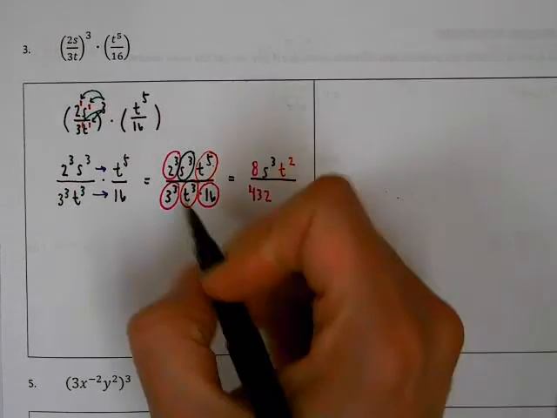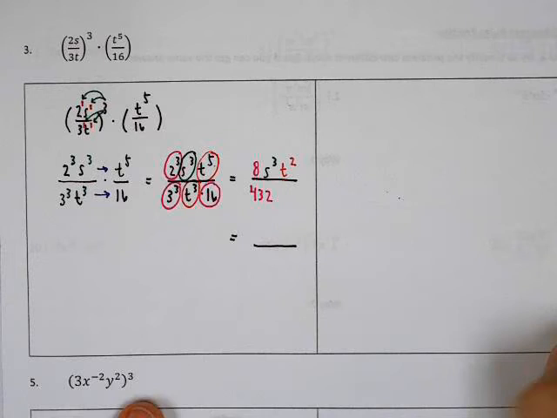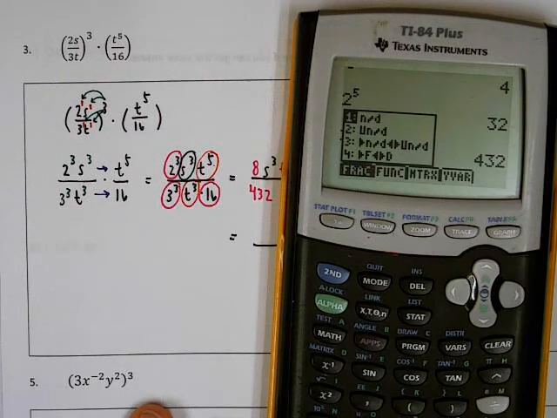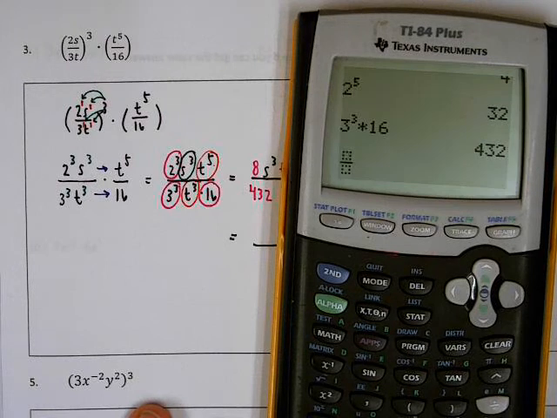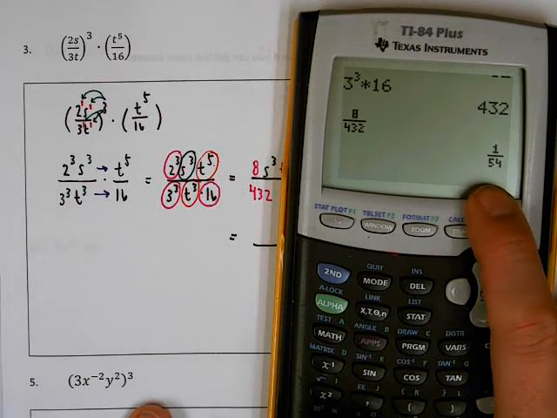So the last thing I'm going to do is use my calculator to help me reduce that fraction. So again, to enter a fraction, I'm going to do my alpha y equals. I'm going to hit enter. On top, I'm going to put 8, and on the bottom, I'm going to put 432. And my calculator is going to give me the reduced fraction.